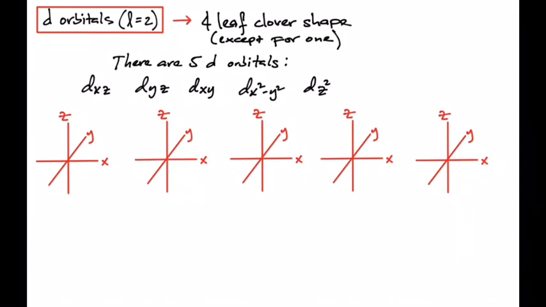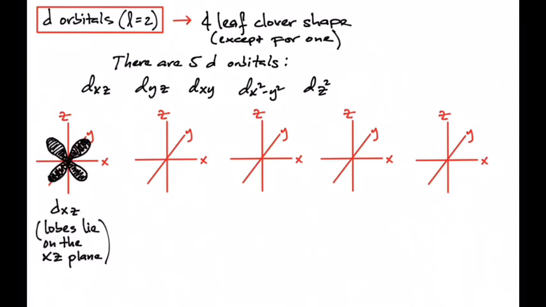So looking at it three-dimensionally, using x, y, and z coordinates, this is what a d sub xz looks like. The four lobes lie on the xz plane. Remember that this is the dxz, and so the xz plane is basically this right here. If you draw a square around this x, y, and z coordinate, that's your xz plane.